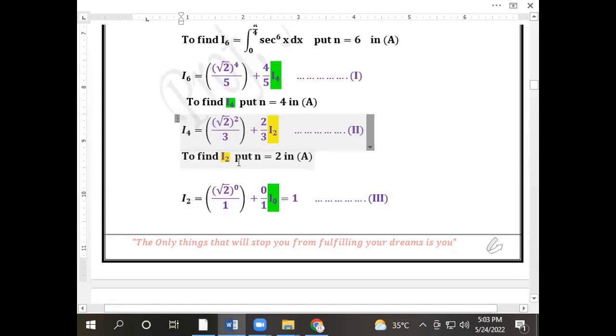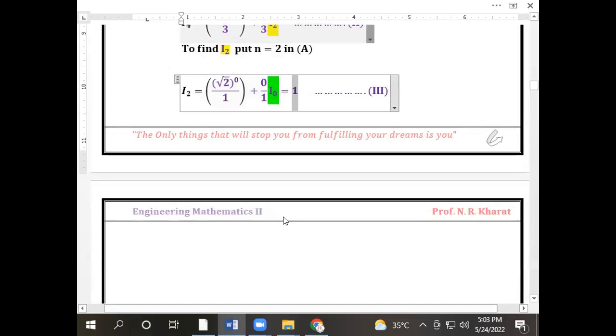When we replace the value of n equal to 2, we get I2. I2 is equal to root 2 raised to 0 upon 1 plus 0 upon 1 I0. When we simplify this, 2 raised to 0 becomes 1. 1 upon 1 is 1. Again, 0 upon 1 is 0. 0 into I0 is 0. The final solution of I2 is 1. So we have to replace the value for I2 in I4 and the value for I4 in I6, so we can find the value for I6.